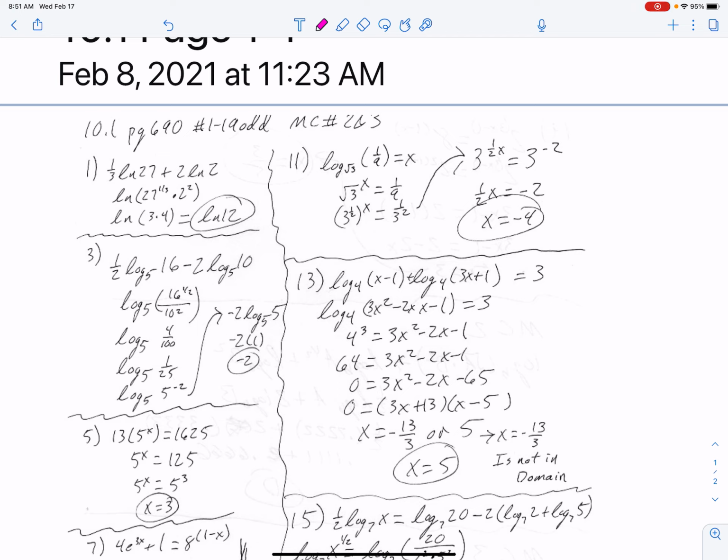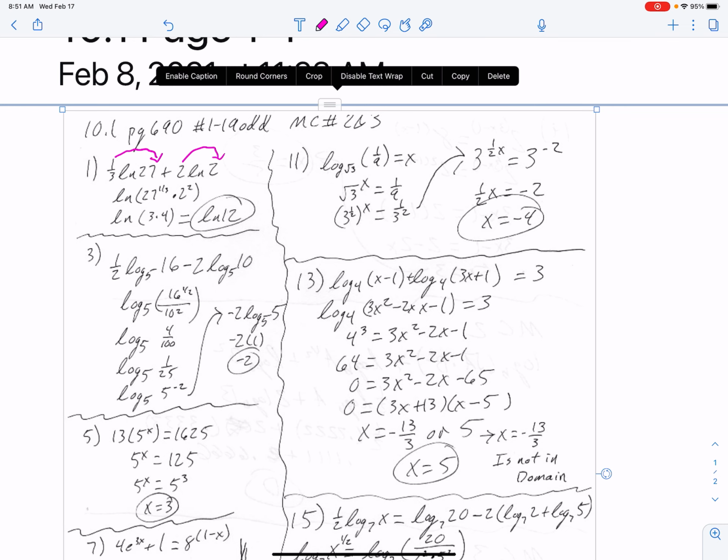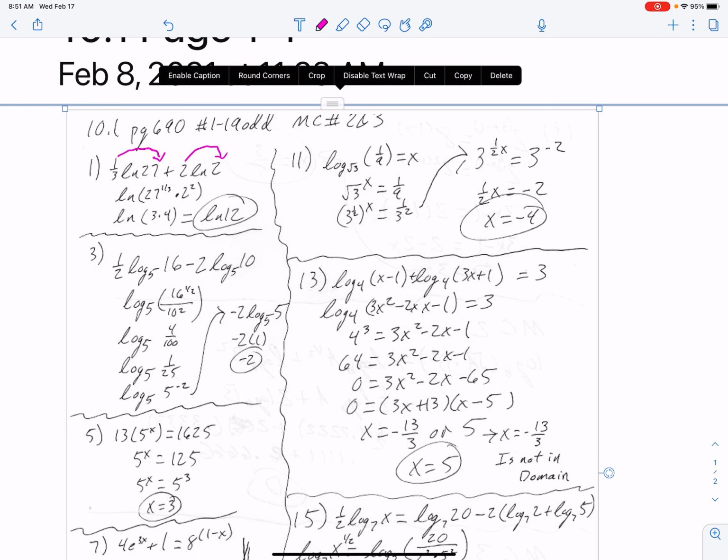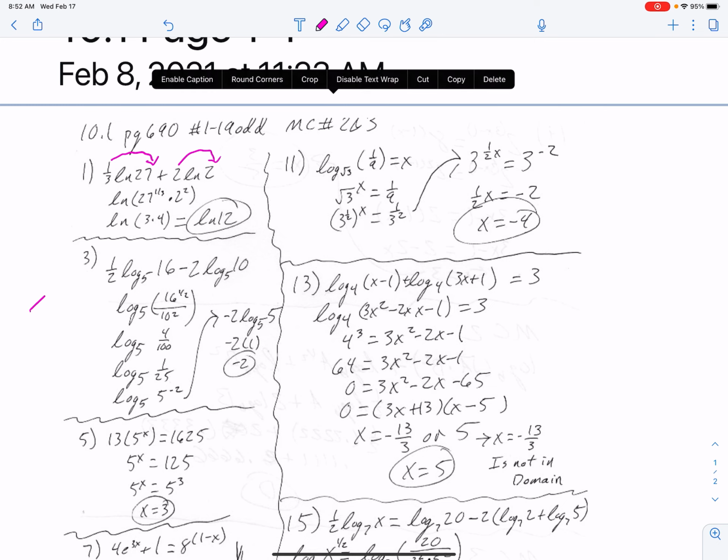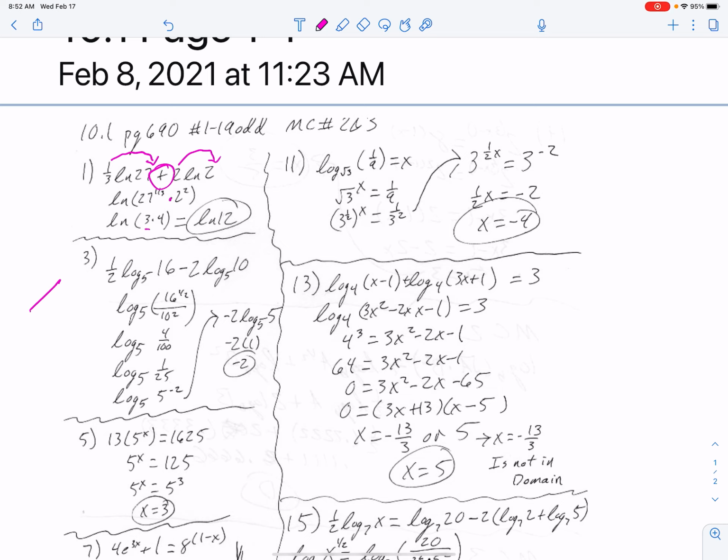Number one, first thing, I know that I can move that 1/3 value and that 2 in front of the natural log to become the exponent of what's inside the natural log. Also, because of the addition, I can make this into a multiplication. And then 27 to the 1/3 is 3, 2 squared is 4. I end up with natural log of 12.